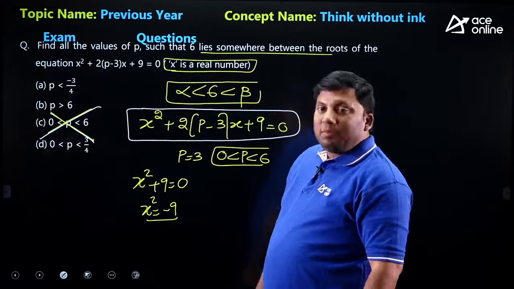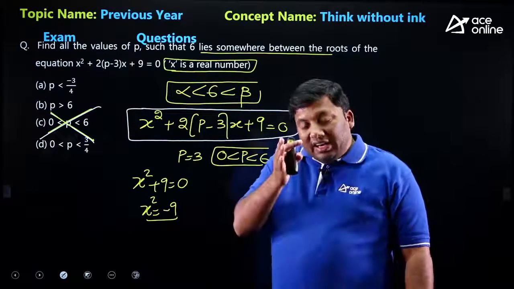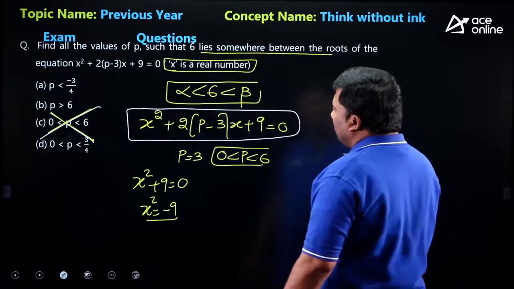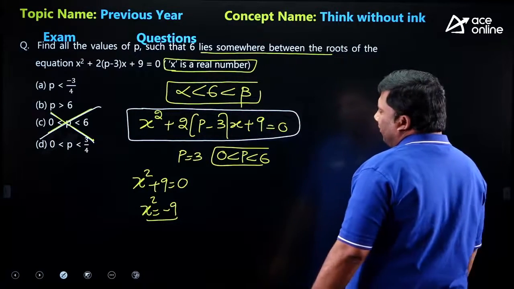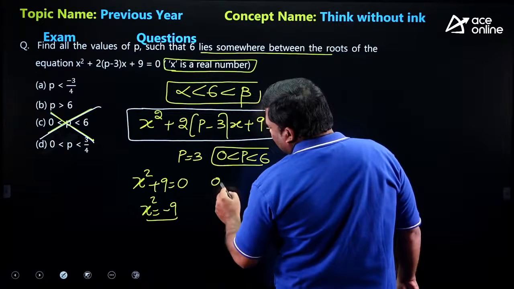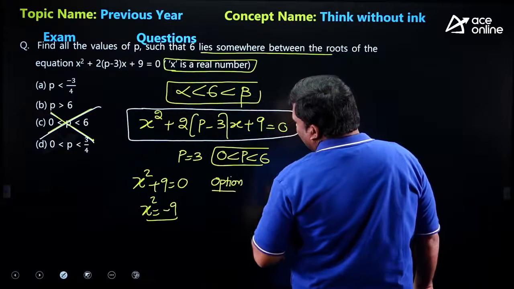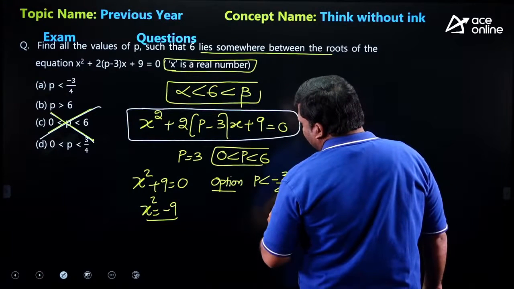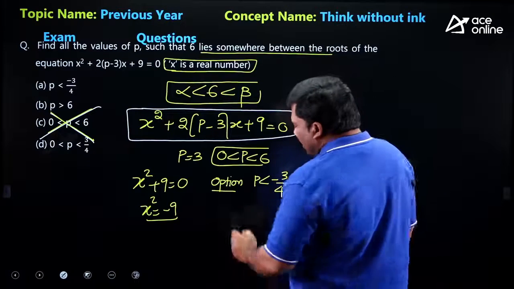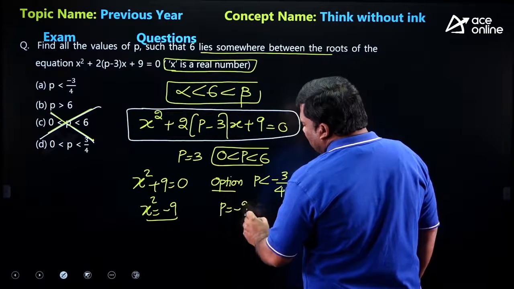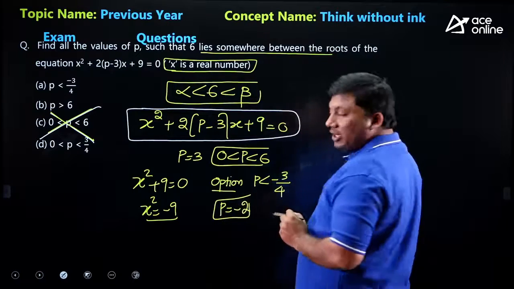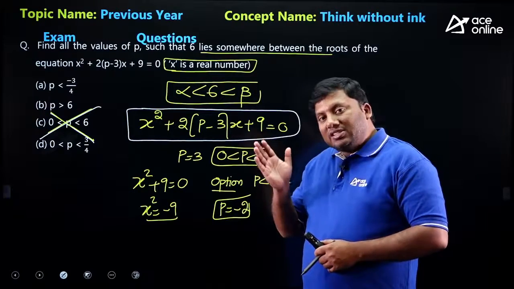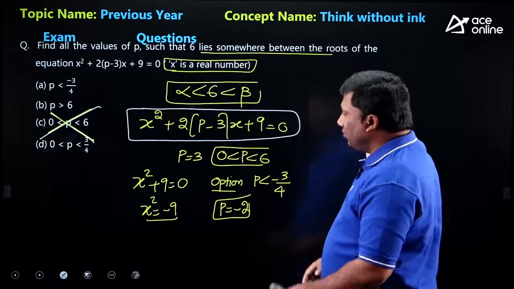What is the first option? P less than minus 3 by 4. Any value which is less than negative. Suppose I take option A, where P is less than minus 3 by 4. Let me take P equivalent to minus 2. Any value less than negative I am taking.